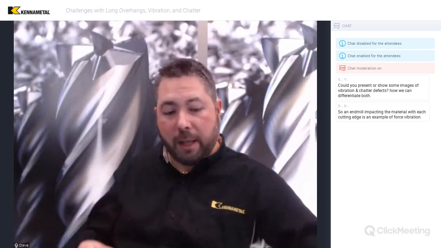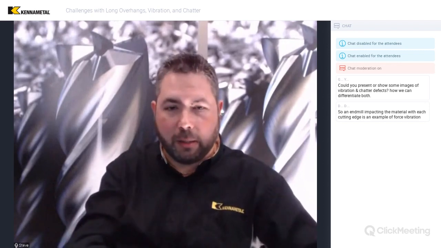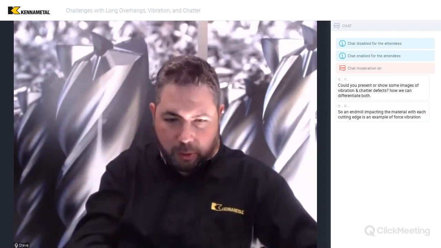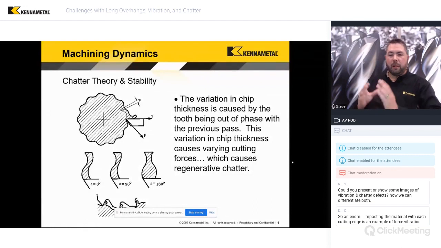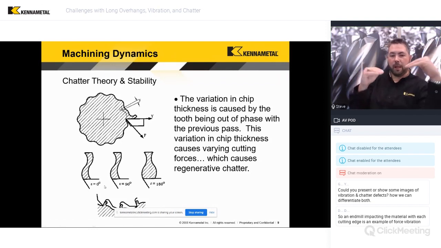So I'm going to go back to that slide so we can talk about this a little bit more. Let me share my screen again. Okay. All right, so let's go back to this to talk about being in phase and out of phase. So the first here over at the left, where I've got 0 degrees here, that is an example of a chip and an insert that are completely in phase. Because they're in phase, we have constant chip thickness.